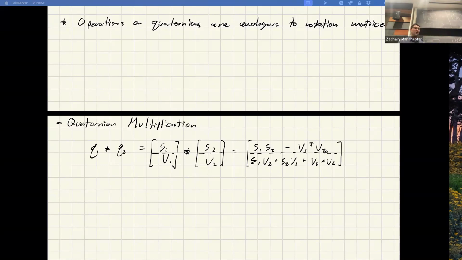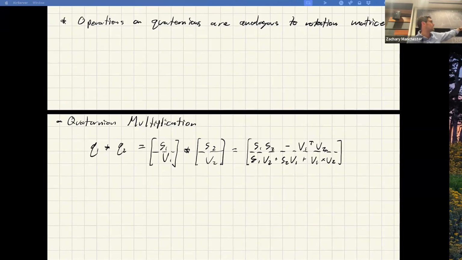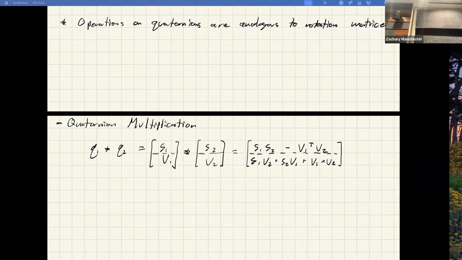Gibbs simplified it down to the dot and cross product operations in 3D to make it a little friendlier for people. But these were older, and Maxwell's equations were written down before Gibbs invented modern dot and cross products. So originally Maxwell's equations were actually written in terms of quaternions, which is kind of a weird historical accident. Okay, so that's what it is. It's got scalar times scalar minus the dot product of the vector parts, scalar times vector, and then V1 cross V2. So it's got both things inside it.